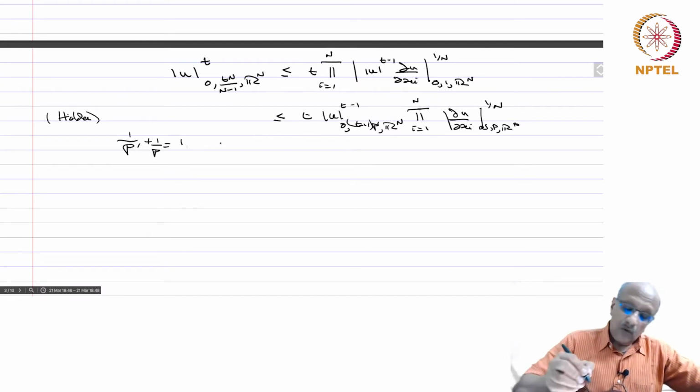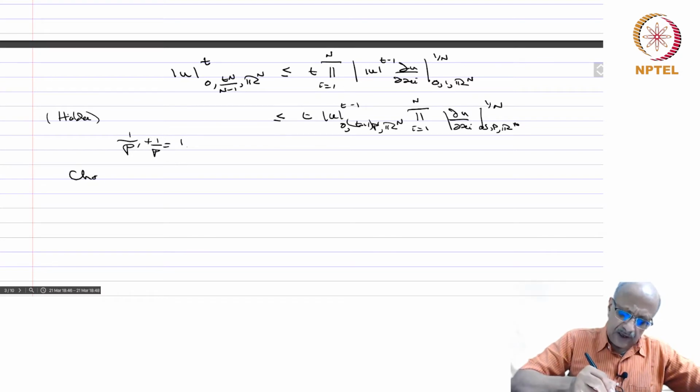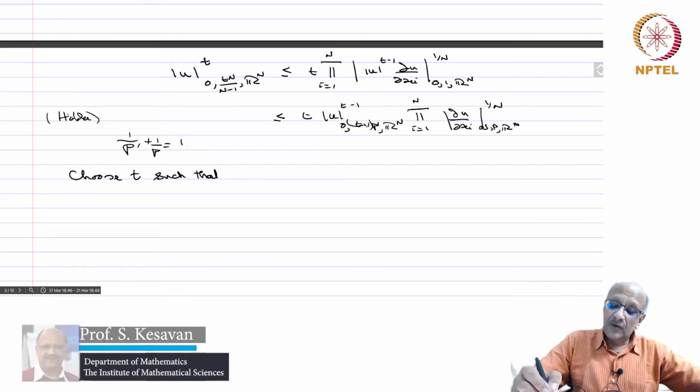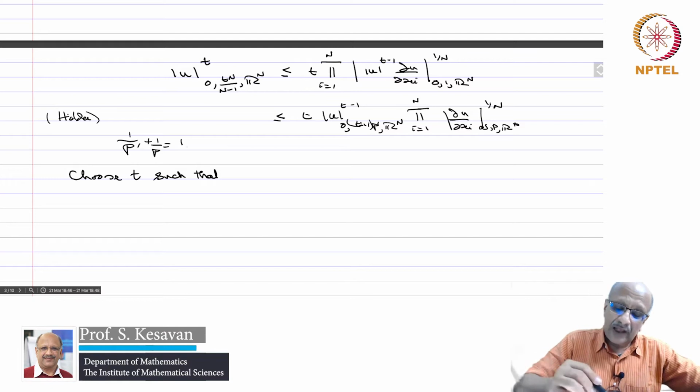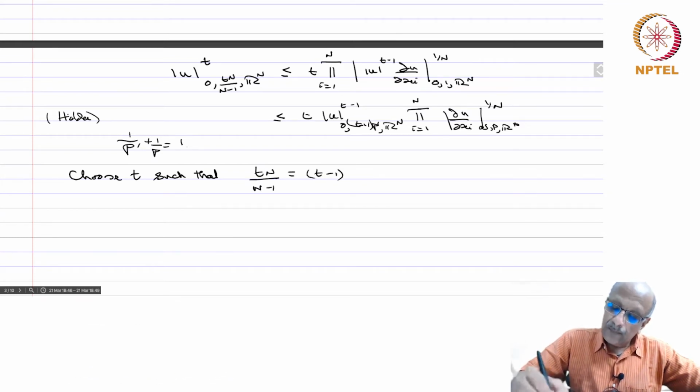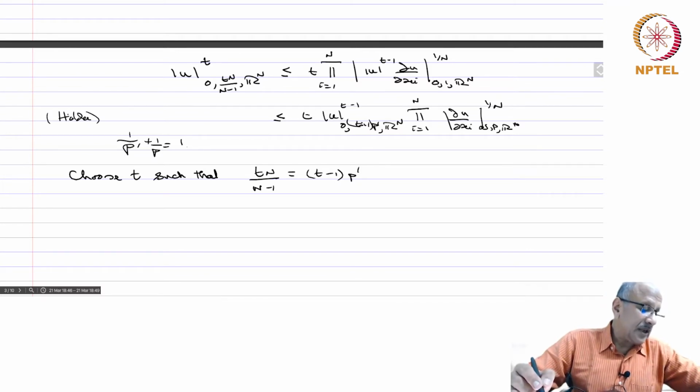Okay, so now we choose t. So choose t such that we have something power t on the left hand side and something power t minus 1 on the right hand side. So it's natural, if you can cancel, then I will get 1. So we choose such that these two are the same, tn by n minus 1 is equal to (t minus 1) p', so that the same norm is taken on both sides. Tn by n minus 1 equals (t minus 1) p'.